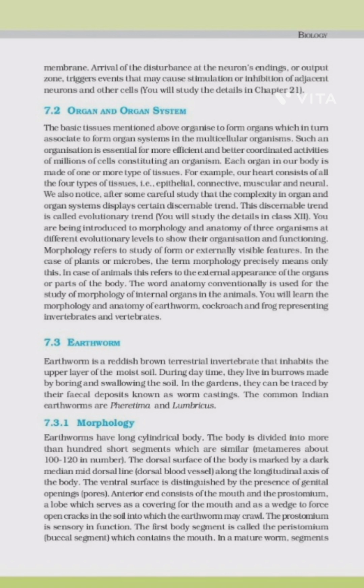Earthworm. Earthworm is a reddish-brown terrestrial invertebrate that inhabits the upper layer of the moist soil. During daytime, they live in burrows made by burrowing and swallowing the soil. In the gardens, they can be traced by the fecal deposits known as worm castings. The common Indian earthworms are Pheretima and Lumbricus. Morphology. Earthworm has a long cylindrical body.